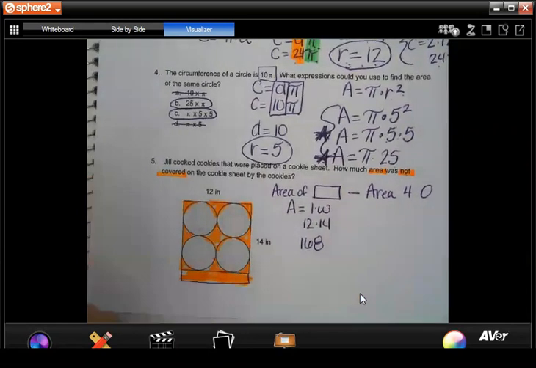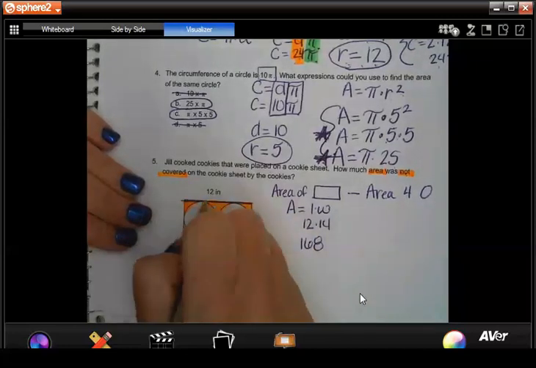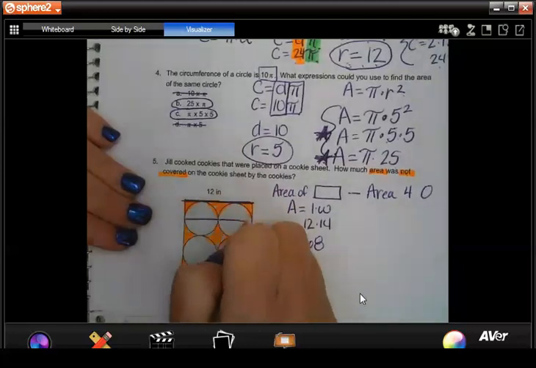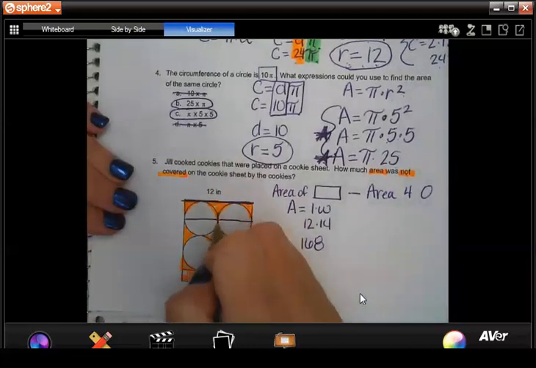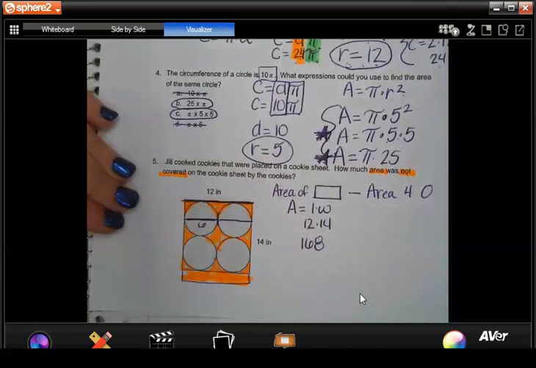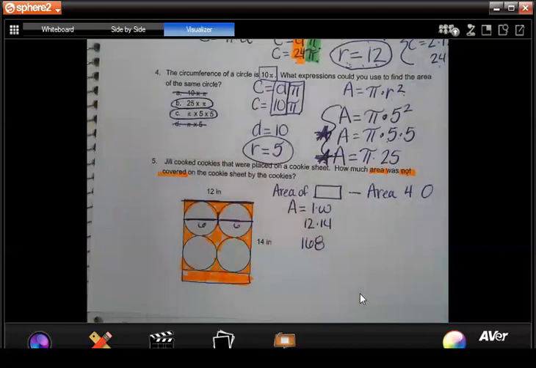All right. So now here's what we know. The distance across this right here is 12. So that means from here to here, from here to here is 12. So this circle is only half of that. So that's 6. That means that this is 6 and so on and so on, right?